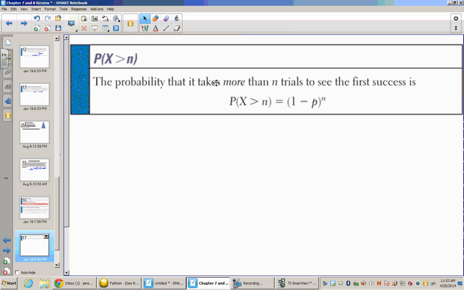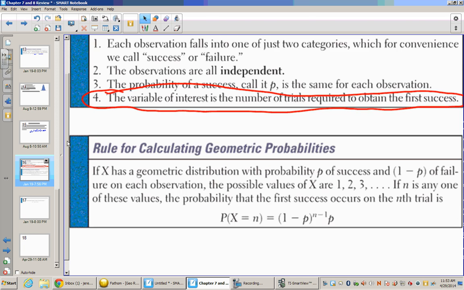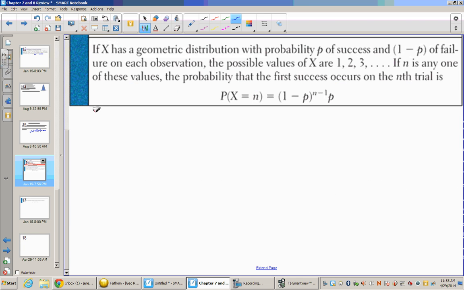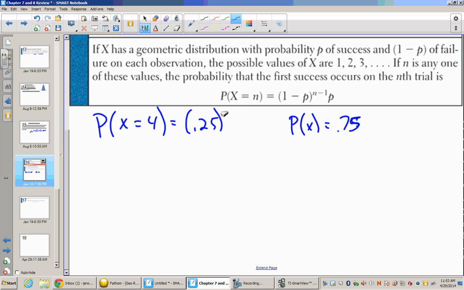So if I want to find the probability that you make your first shot on your 4th attempt, assuming that your probability of success is 0.75, we'll do the same example. What this means is that the person fails 3 times, and on the 4th time they get it right. So 0.25 to the third times 0.75.